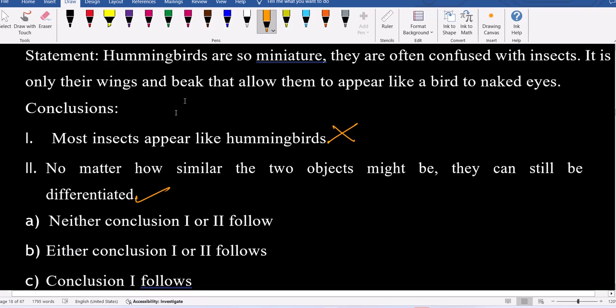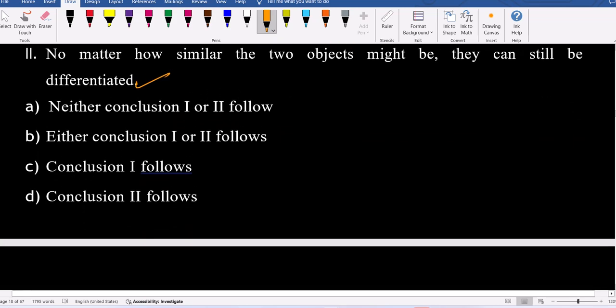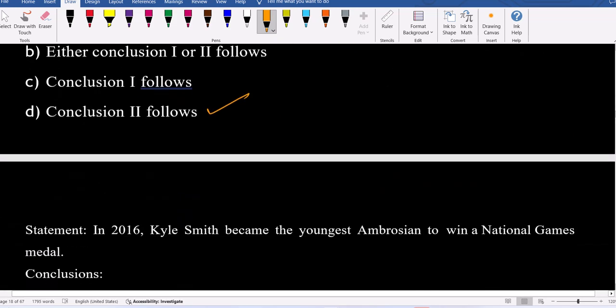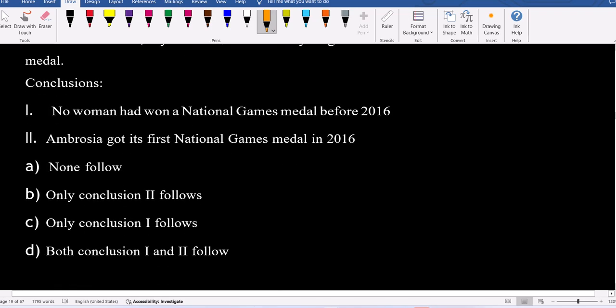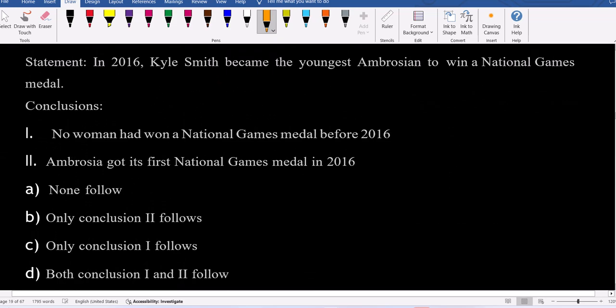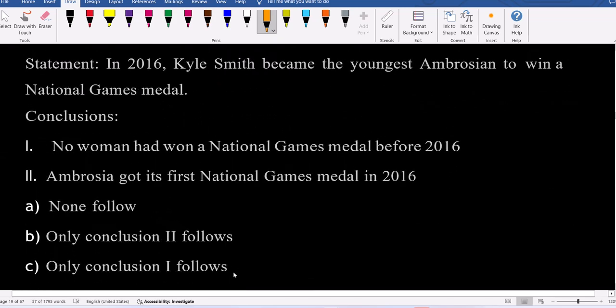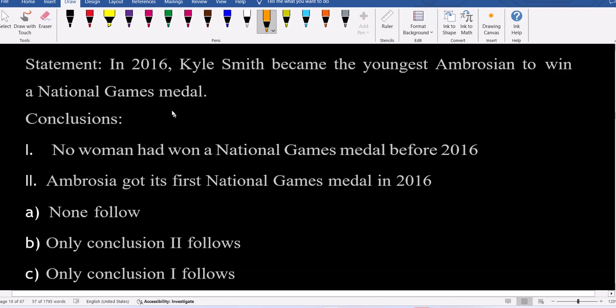Two objects: one is a hummingbird and the other is an insect. They're similar, but we can differentiate them. So the second can be considered with respect to the given statement. Now see this: even twins, two different people who look similar, we can still differentiate.